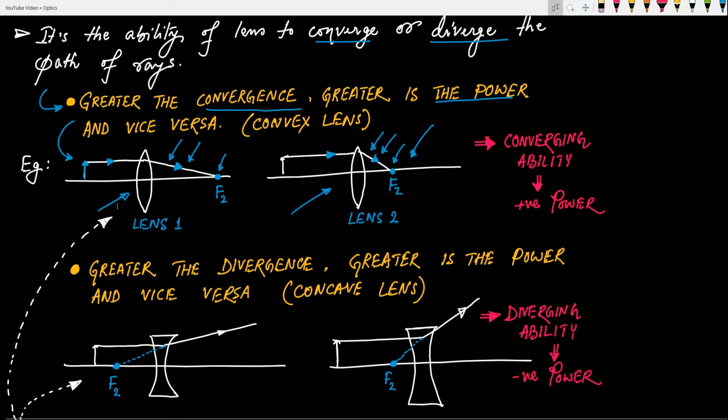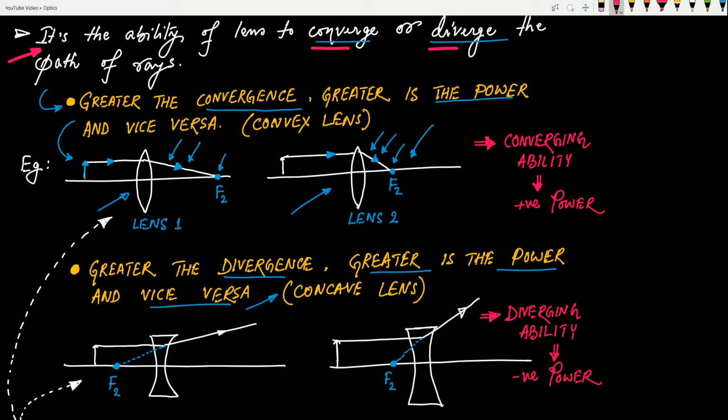Now let's analyze the concept of divergence. It's written that greater the divergence, greater is the power, and vice versa. That is, lower the divergence, lower is the power. And this is true for concave lens, because concave lens is a diverging lens. In the definition of power that I've written above, it's the ability of lens to converge and diverge, so both are taken into consideration. So we'll be looking into divergence now.